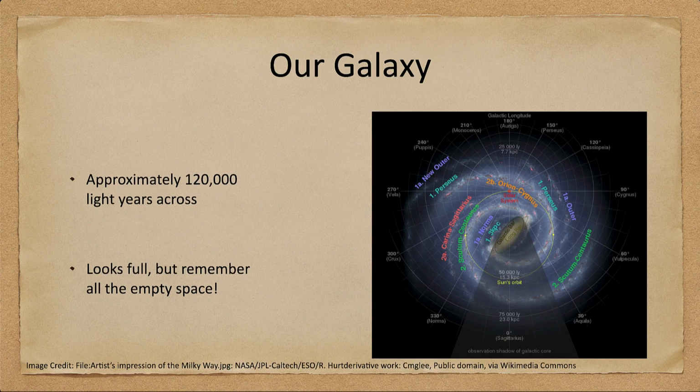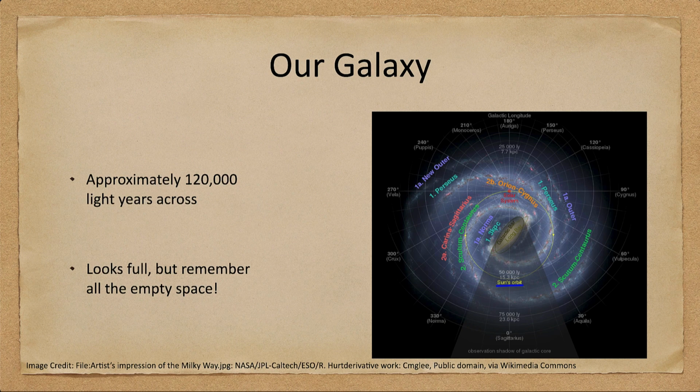We can move further out to our galaxy, and here we see our galaxy with the sun's orbit labeled here. And then we can see some of the different spiral arms. Now here it makes our galaxy look very full and packed with material. However, we still have to consider that there is a lot of empty space within this, as we looked at around each of those stars. So remember how much empty space there actually is.